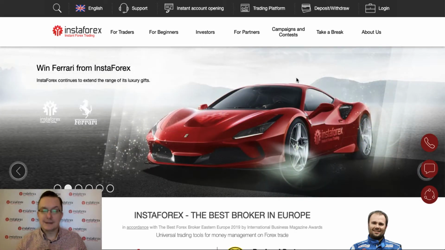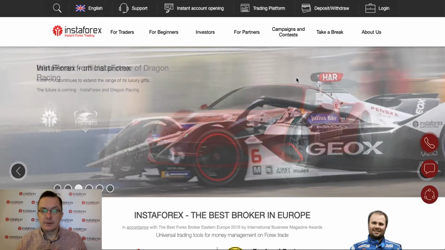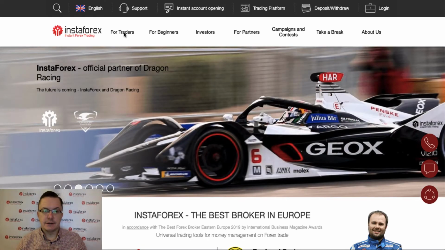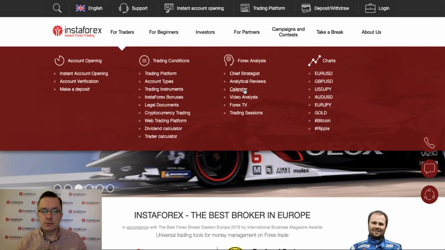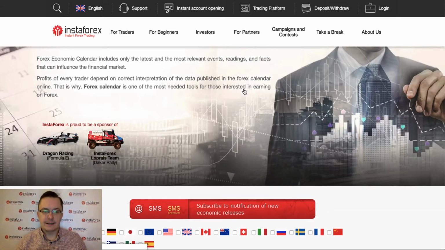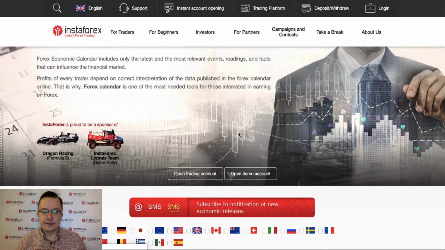Today is Wednesday, 2nd of December 2020, and we are going to take a look at the Forex calendar, and then of course we'll make some technical analysis. So let's just go to the calendar. As you can see, you can find it here under the Forex analysis section, and let's just swipe lower to today's date, Wednesday the 2nd.